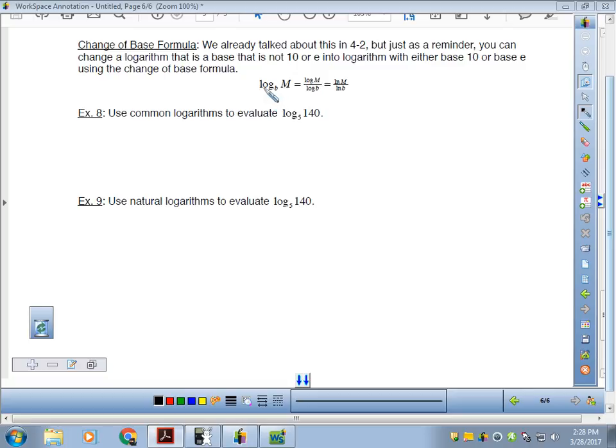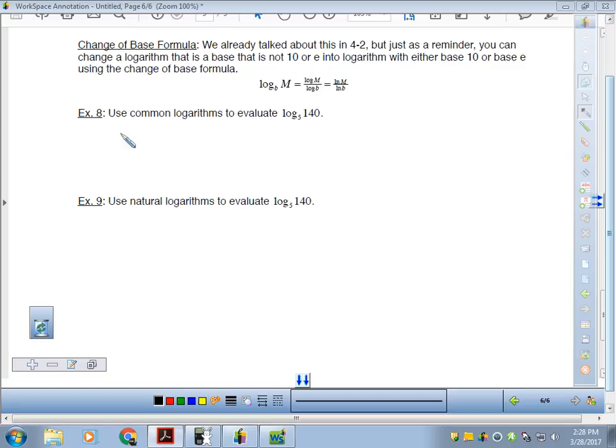So the way our formula goes is log base b of m is equal to log of m over log of b, or it's equal to ln of m over ln of b. It doesn't matter whether you use common logs or natural logs. What matters is, one, that you use the same thing on top and bottom, and two, that the m goes on top and the b, the base number, always goes on bottom. Now, to prove that it doesn't matter which one we use, in example 8 and 9, we're going to evaluate the same logarithm, but in one of them we're going to use common logs to help us evaluate, and in the other one we're going to use natural logs, just to prove that it doesn't really matter which one we use.